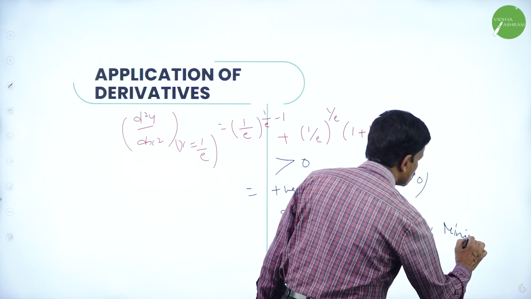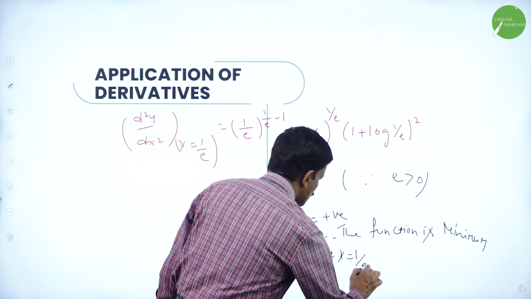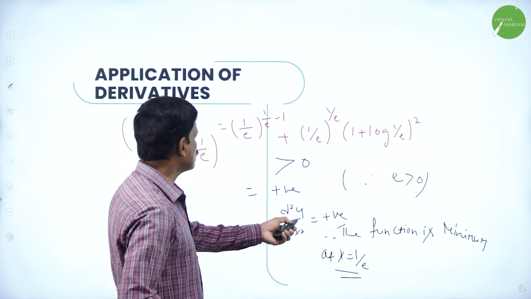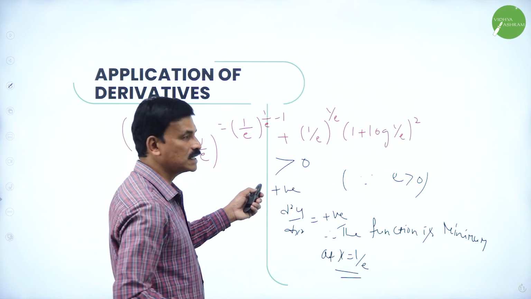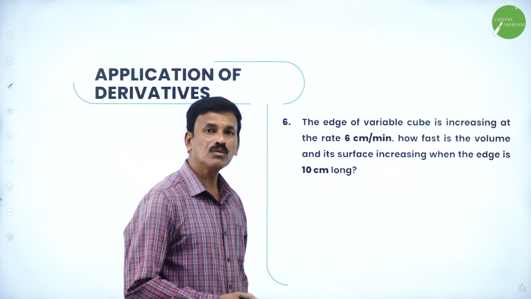Therefore the function is minimum at, what is the value of x? That is at x is equal to a. Since d square y by dx square is a positive quantity, therefore the function is minimum at x is equal to 1 by e. That's it. Now move to the next problem.